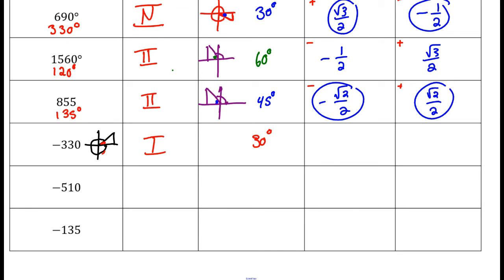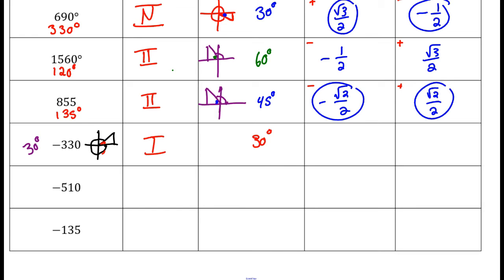Another way to go about this is to say, what's coterminal with negative 330? Well, if I add 360 to that, you end up with 30 degrees again. But remember, negative angle measures go clockwise. They start spinning into the fourth, then the third, second, then the first. They go the opposite direction from the positive x-axis.